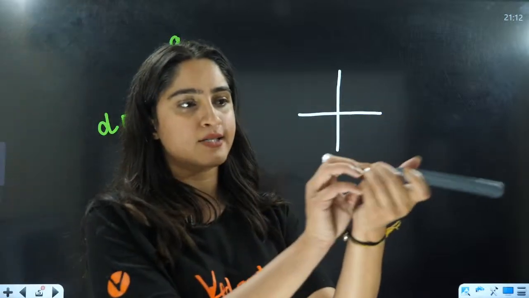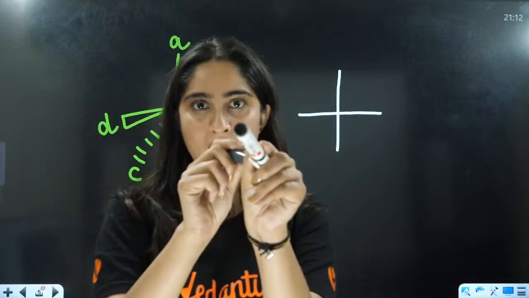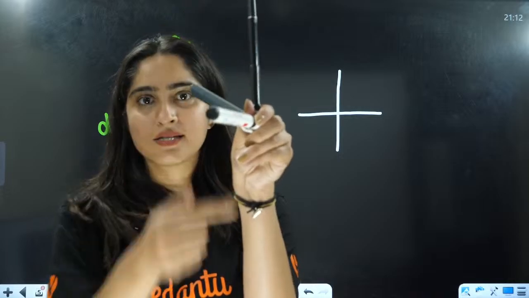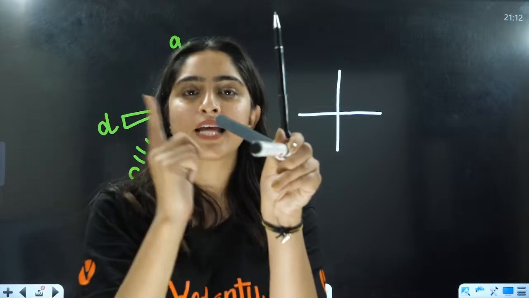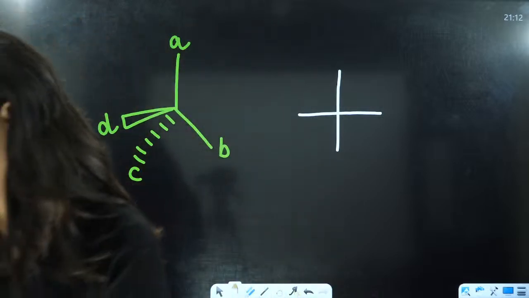For example, this is your front side, this is your back side, and something that is lying here is in the plane. Front side, back side, in the plane. Understood this? Okay, front side, back side, in the plane.